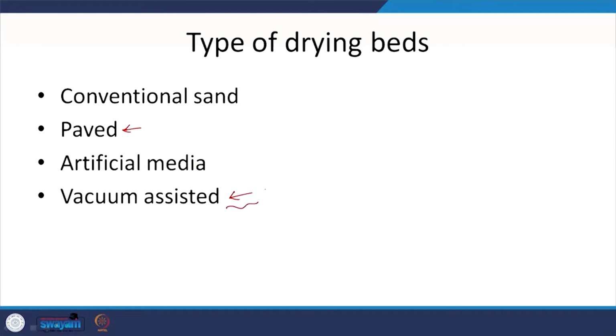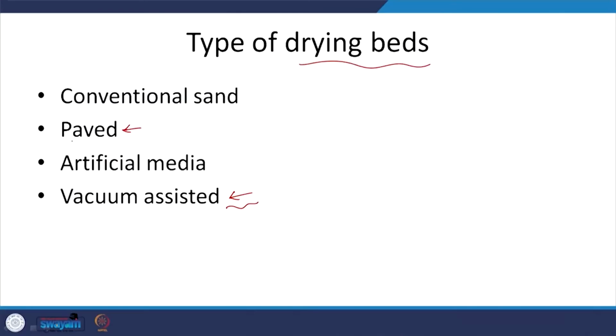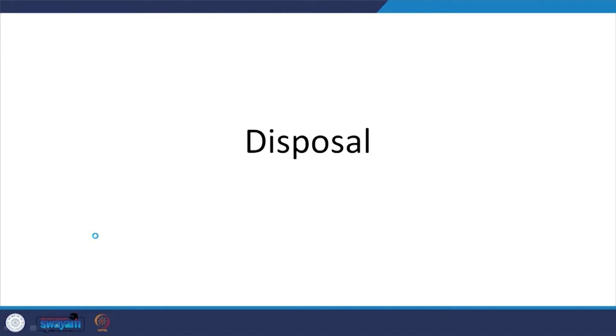Typically you are going to go for drying beds because of their simplicity in general, at least in India, and vacuum assisted and such will increase the complexity. So, typically in India we do not have that; we look at paved drying beds, that is it. Solar paved beds are what we typically look at.